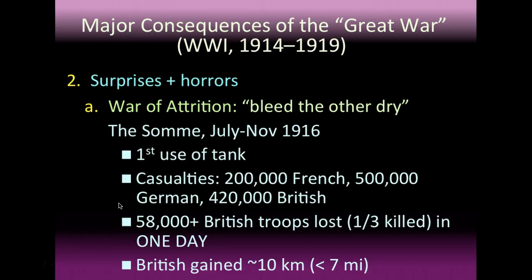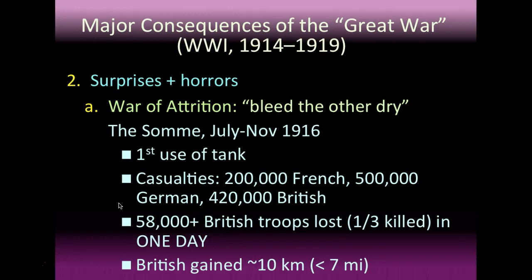One example that shows that this was a war of attrition was the Battle of the Somme, from July through November of 1916. This was the first use of the tank, which makes it a little bit interesting, but look at these numbers of casualties. 200,000 French, 500,000 Germans, and 420,000 British troops were either killed or severely injured within a few-month period. Within one day, 58,000 troops were lost, and a third of that was killed. And these numbers are kind of insane for a battle, not a war, a battle.